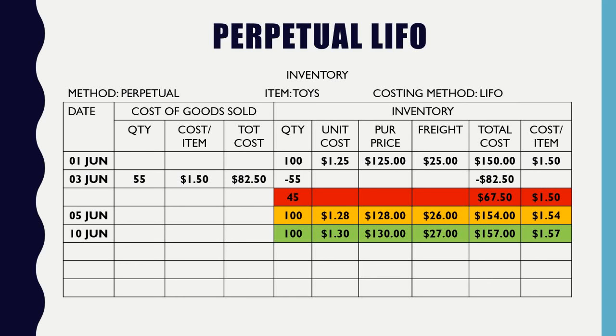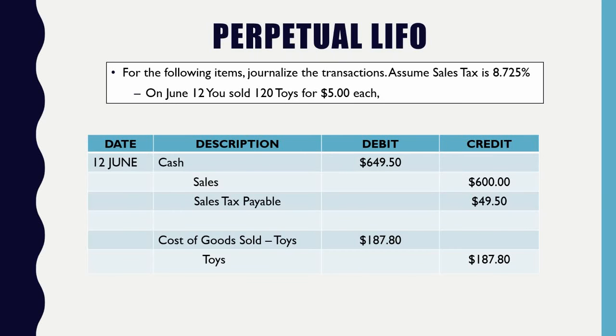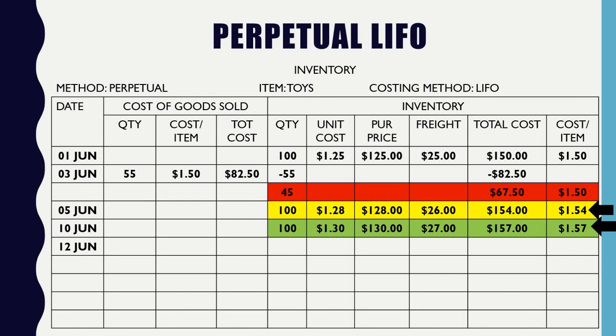The concept of LIFO, now that we are dealing with multiple batches, is where we're going to be costing out the last ones that we recently purchased. So on June 12th, we sold 120 items. Let's go ahead and look at our batches. We notice that we have the green batch for 100, and then we're going to go from bottom to top. So now we know that our second batch is going to be the yellow batch that we're going to be calculating.